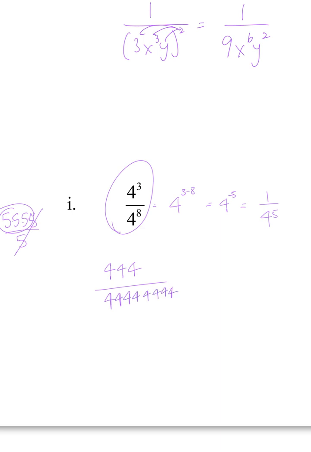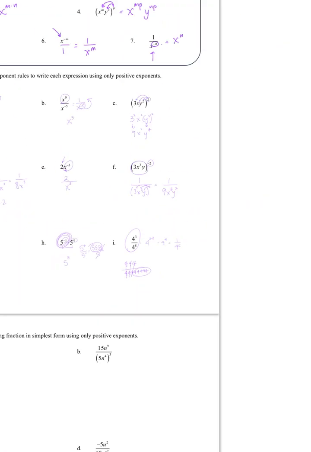1, 2, 3, 4, 5. That's 8. And then I can cancel 3 of them, and you can see I get the exact same answer of 5 4s on the bottom.